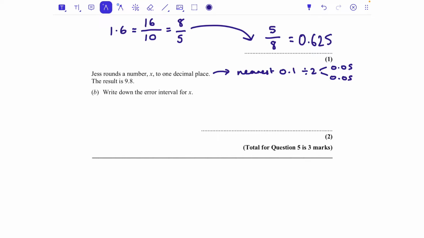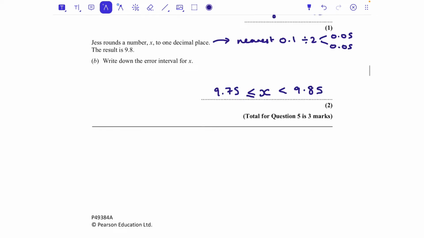So we know x is going to be in the middle. We know the smallest that x can be is 9.75 because we've gone 0.05 below, and the biggest that it can be is 9.85 because we've gone 0.05 above. It can actually equal that bottom value, but it can be anything up to that top value. That's our upper limit, the top one there.